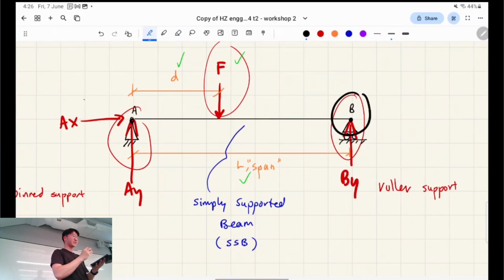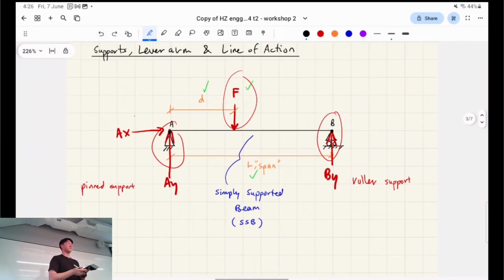So that B represents where it is, the node, and Y is just representing that direction, which is the unknown reaction. Yeah, is everyone following along? Okay, cool. Basically, what I'm going to do is take the sum of the moments.